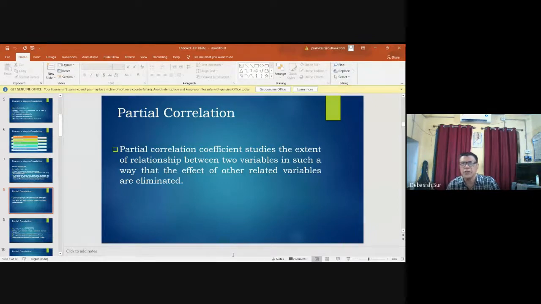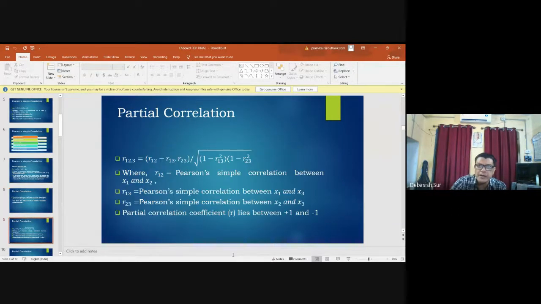So again, if we generalize it, the degree of relationship between x1 and x2 after eliminating the influence of x3 on x1 and x2 is called partial correlation between x1 and x2. Partial correlation is generally denoted by R12.3. Here, this is the partial correlation between x1 and x2. That means it indicates the degree of relationship between x1 and x2 after eliminating the influence of x3 on x1 and x2.